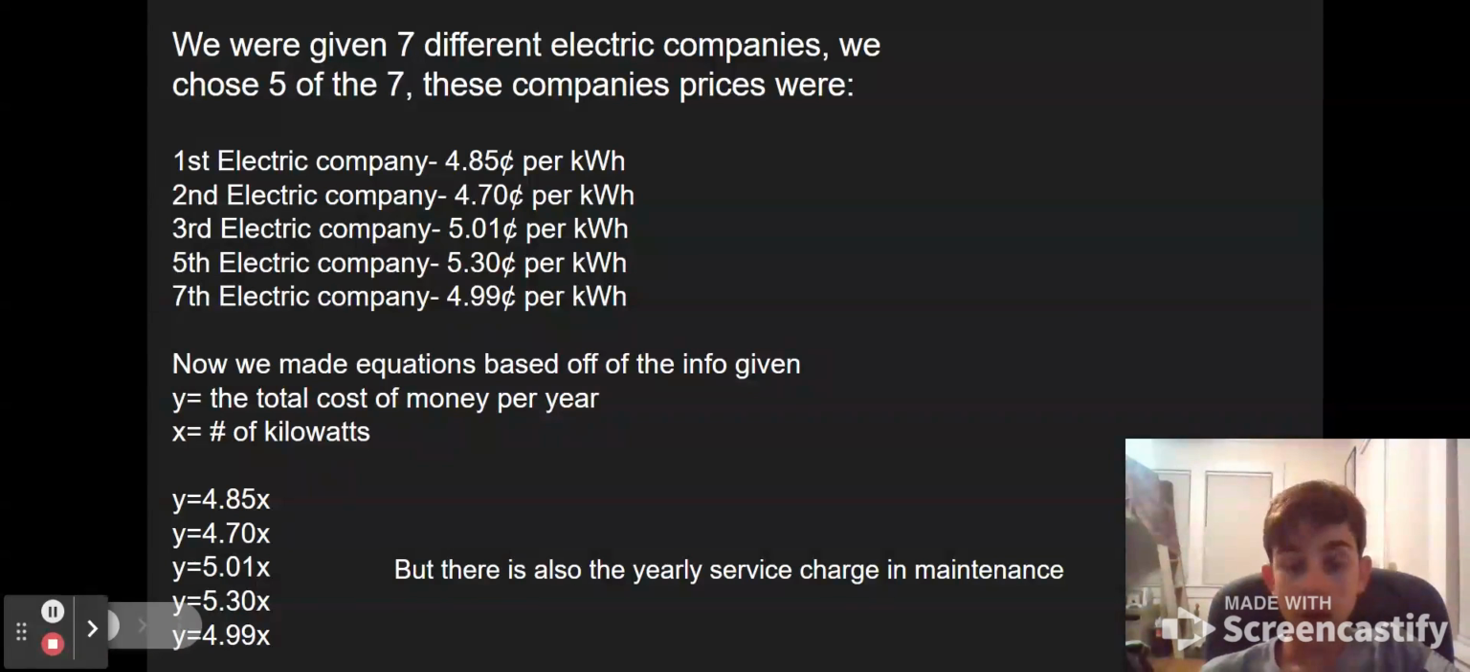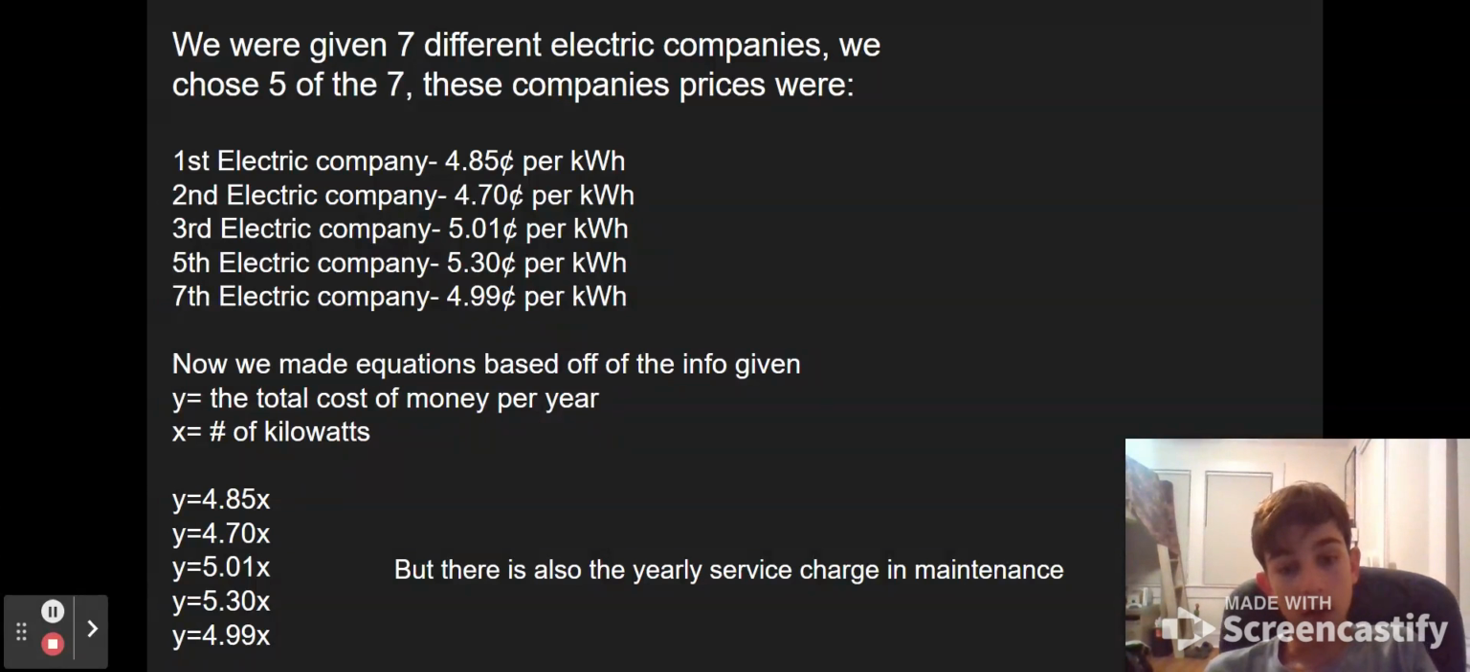So here were the equations that I made. So we have y equals 4.85x, we have y equals 4.7x, we have y equals 5.01x, y equals 5.3x, y equals 4.99x, and that was all the equations I made. But that is not it.